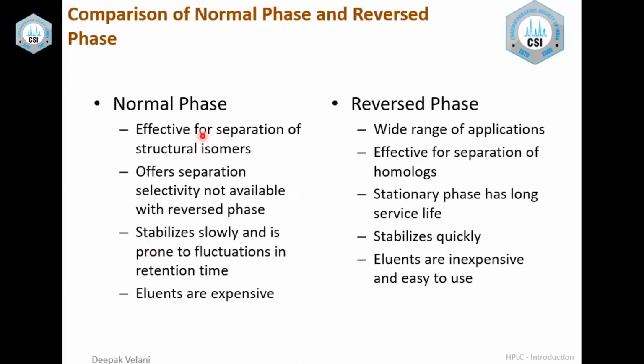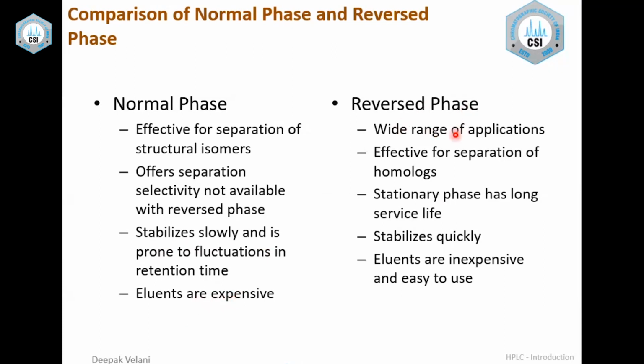Normal phase allows effective separation of structural isomers, which is a bit difficult on reverse phase, though nowadays people are doing it. It offers separation selectivity not available with reverse phase, so the selectivity is different between the two. However, it stabilizes slowly and the eluents are expensive.